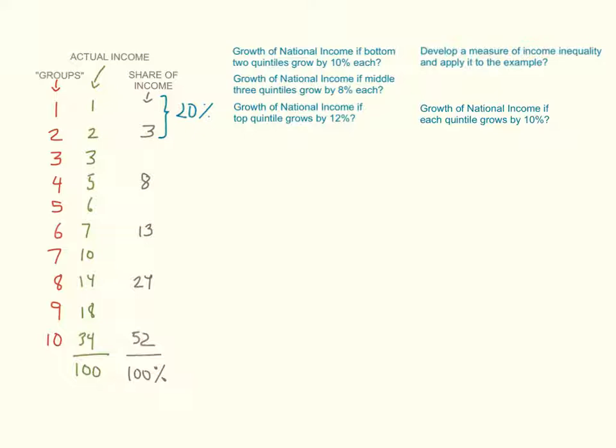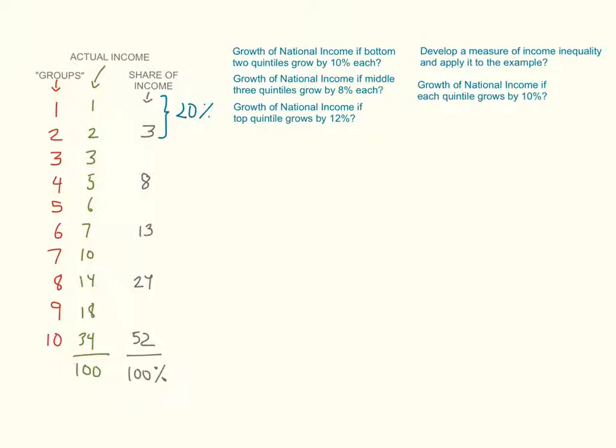Anyway, we have these quintiles, and if we want to ask the first question, which is, what is the growth of national income if each quintile grows by 10%? Well, that's pretty straightforward, because the growth of national income is going to be the weighted average of the growth of each of the 5 groups, the 20% groups. So we just have to figure out how we're going to weigh each group. It turns out that the proper weighting is to use the share of total income. Whatever their share is, that's the weight they have to contribute to total income.